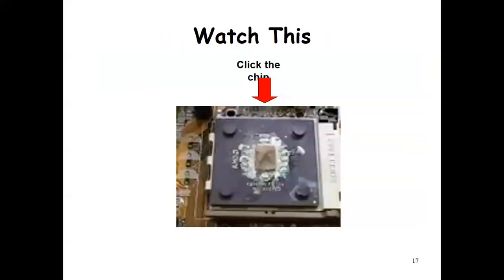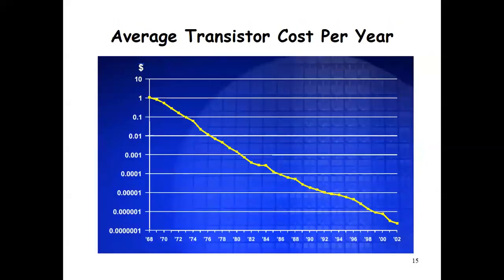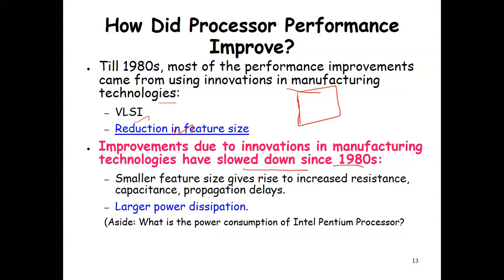So after the 1980s, the performance improvement is basically because of the RISC instruction set and other things. Okay.